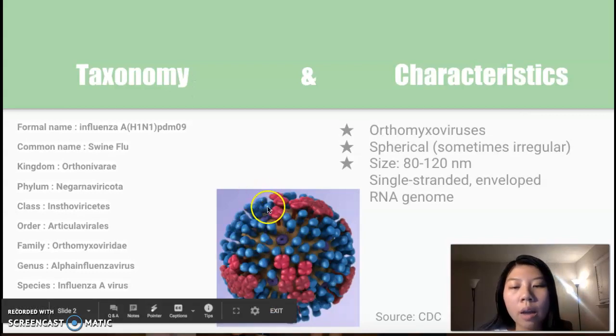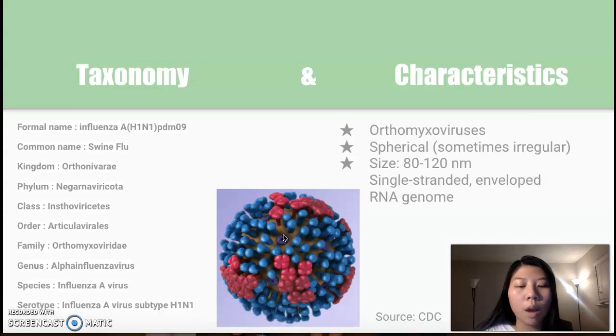Inside of the virus there is the M2 ion channel, which allows protons to move through the viral envelope, and this is essential for the viral replication. Also essential for viral replication is the ribonucleoprotein, which is also found in this virus. It contains the viral RNA genome.